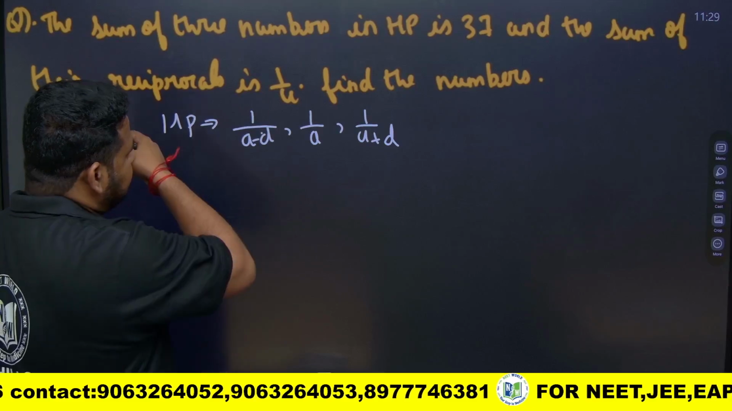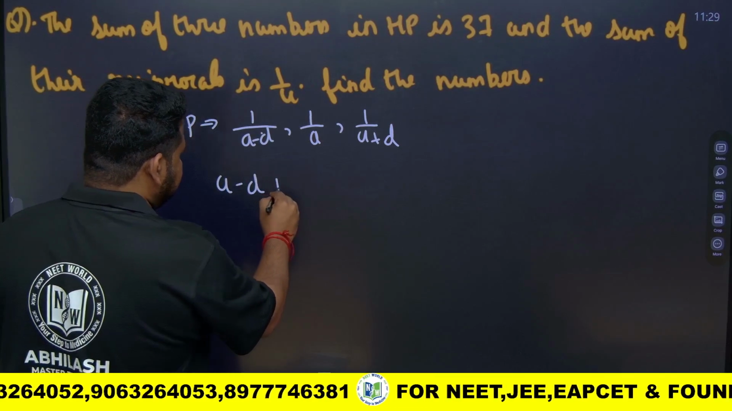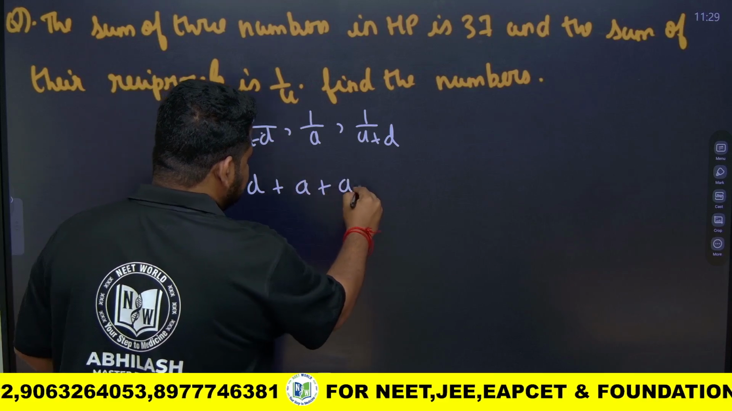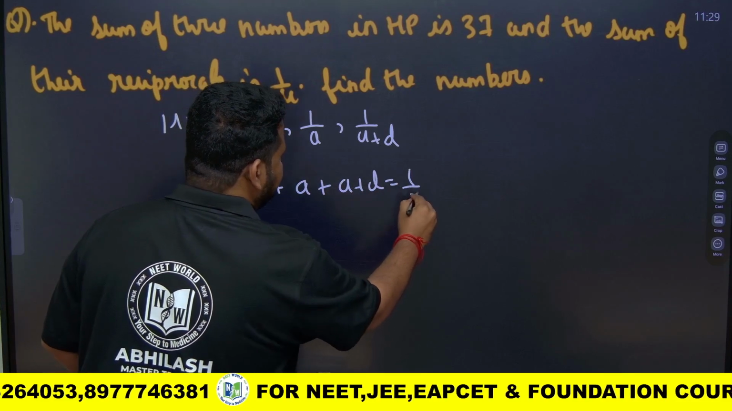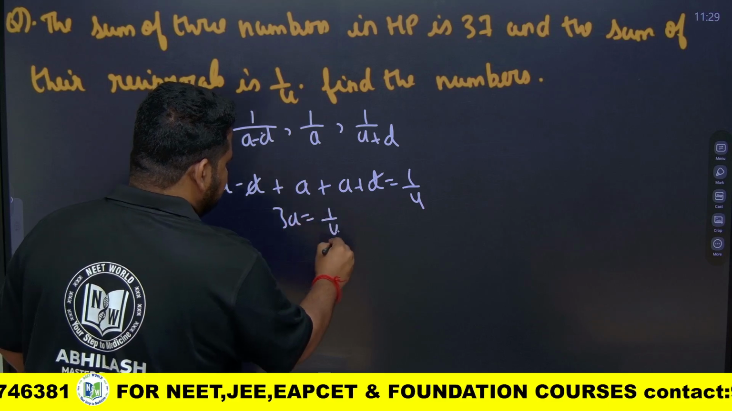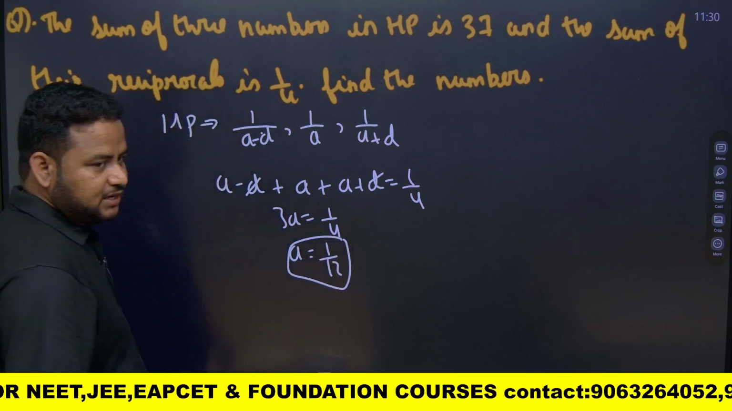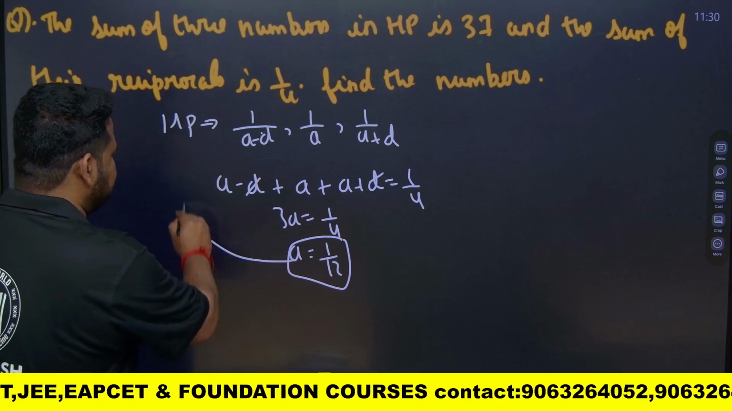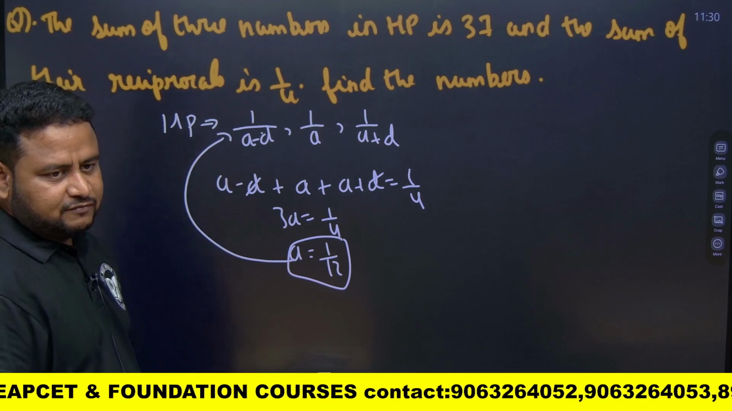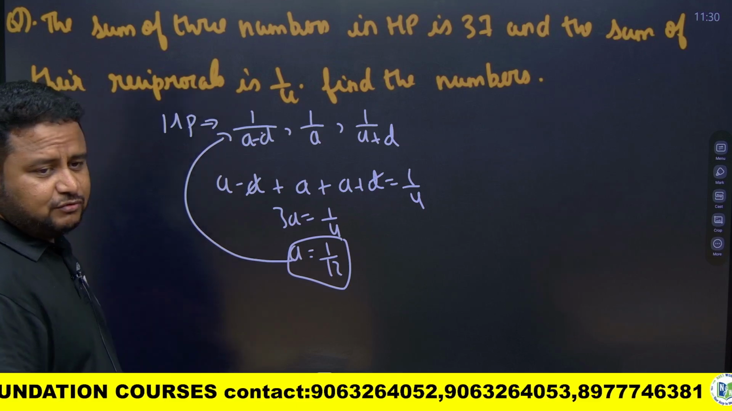Now they are telling that the sum of their reciprocals, A minus D plus A plus D and so on, is equal to 1 by 4. Here D and D cancel, so 3A will be equal to 1 by 4. I will get A is equal to 1 by 12. If I put this A is equal to 1 by 12 here, I will get the value of D. Whether it is harmonic progression or AP, we have to get A and D, correct?